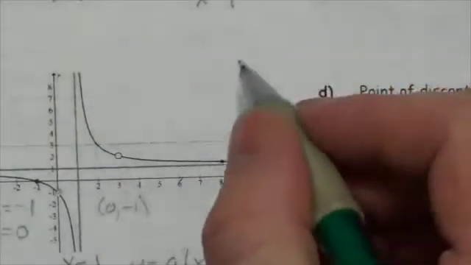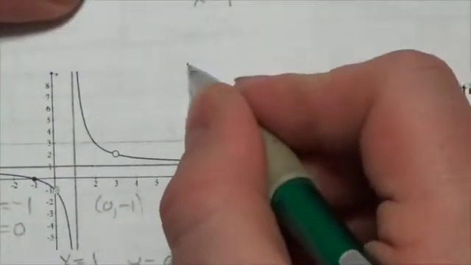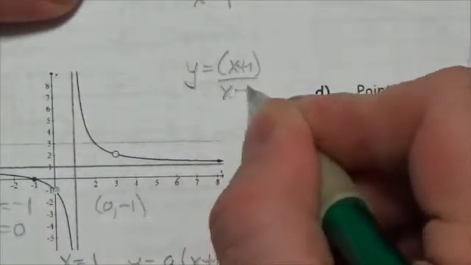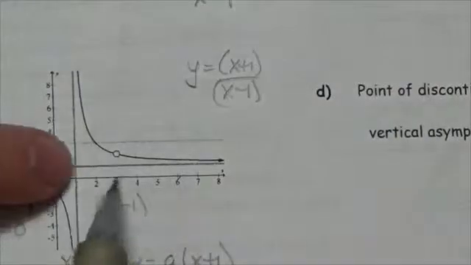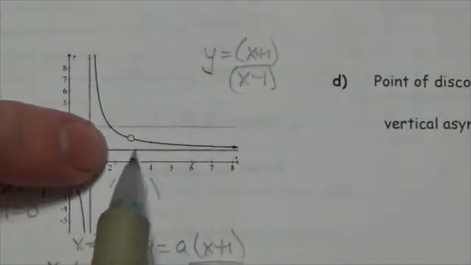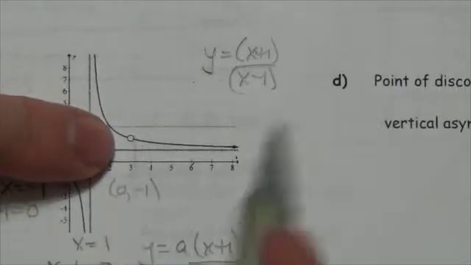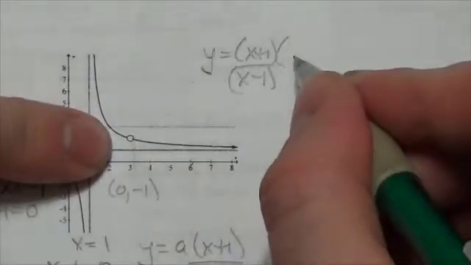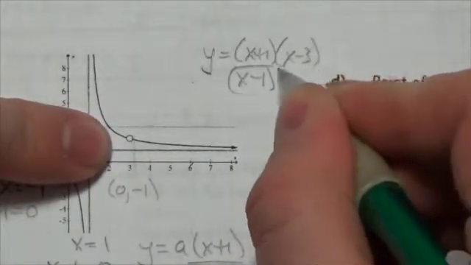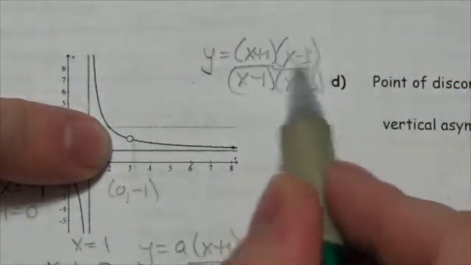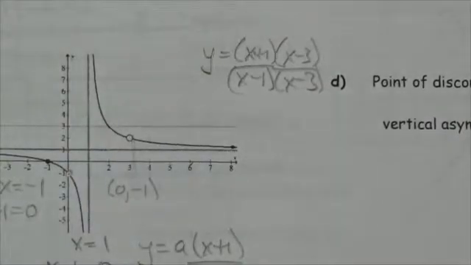Okay, good. Now, this is going to give me the function here, y equals x plus 1 over x minus 1. Now I'm going to take into account the fact that I have a point discontinuity at x equals 3. So that means I must have had an x minus 3 over an x minus 3. That factor had to show up in the numerator and denominator here.